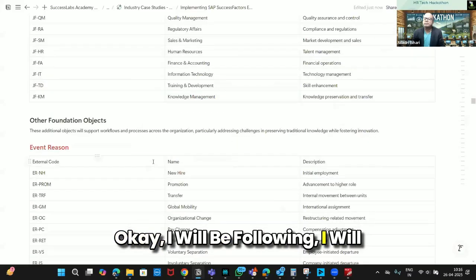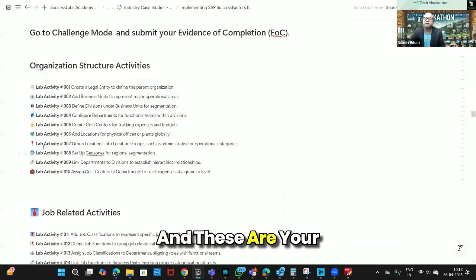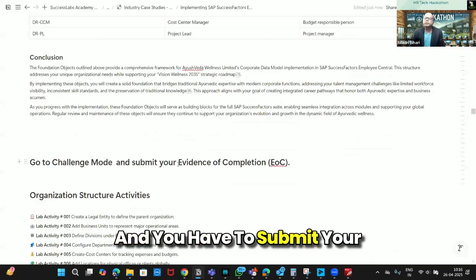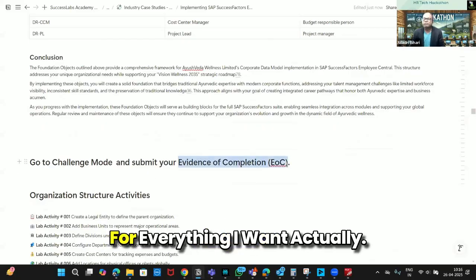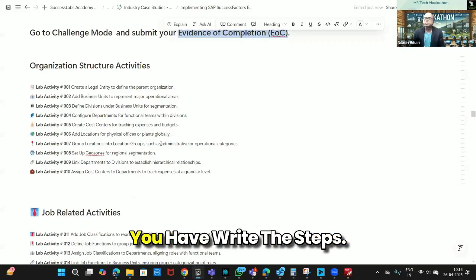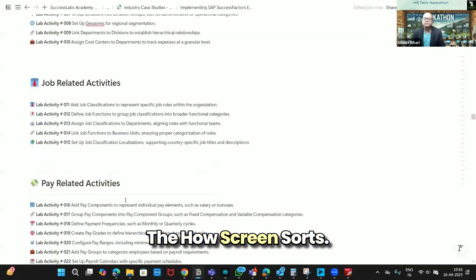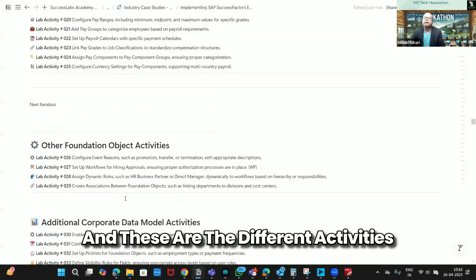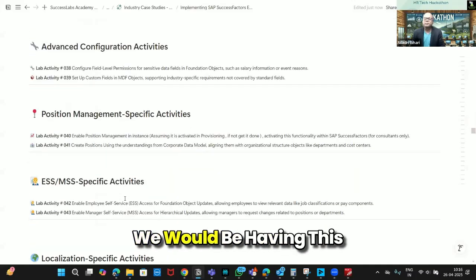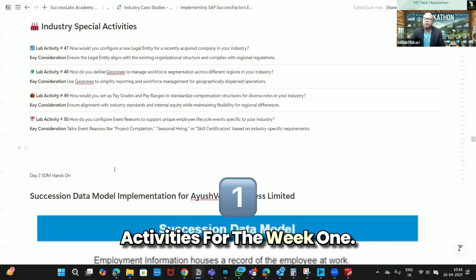I will be sharing this question paper. It will be published in your platform. And these are your activities, by the way. So it is challenge mode, and you have to submit your evidence of completion. For everything, I want to see how you do things. You have to write the steps, and especially screenshots, maybe you can allow. And these are the different activities for each and every week. So this is the 50 activities for week 1.